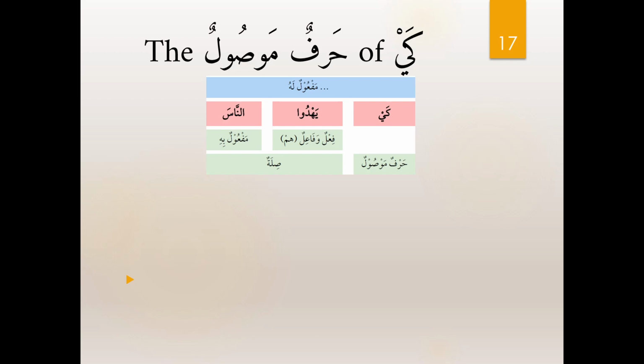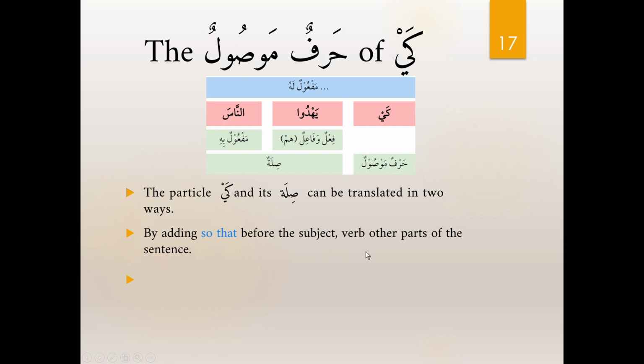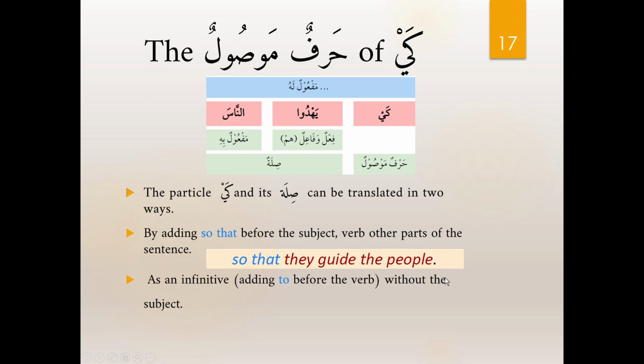Now, translation again. How can we translate this? As I said, these are just techniques that Ustad Hashim is trying to teach us, but sometimes they are not easy to remember in the head. So we go with what makes sense, we go with the flow in a way. But here's a guide: if you want a way of doing it, just go over the method and see how it applies. By adding "so that" before the subject, verb, and other parts of the sentence: so that they guide the people. As an infinitive, adding "to" before the verb without the subject: to guide the people. So it's something that applies in general.